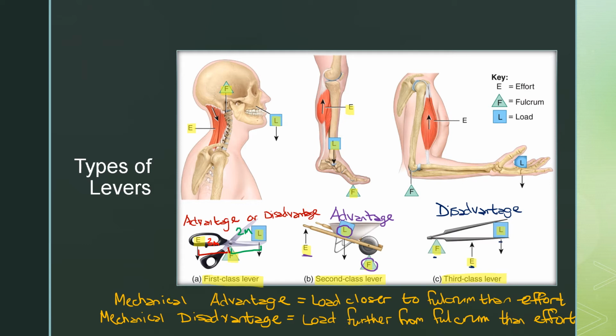The biceps brachii muscle moving your arm is going to be an example of a third-class lever. The effort being applied being the contraction of the biceps brachii, the fulcrum being your elbow joint, and the load being whatever you're holding in your hand or just the weight of your forearm.